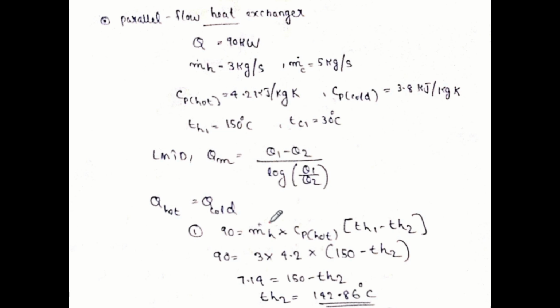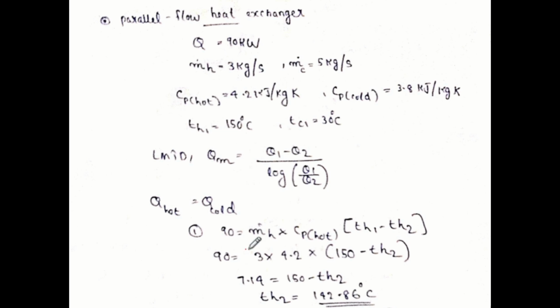So we know the basic condition of a heat exchanger is that the heat transfer by the hot fluid and cold fluid are the same, that is, the heat loss by the hot fluid and the heat gain by the cold fluid are both the same. So you can use this equation, and they have also given the value, 90 kilowatt. That heat transfer value itself they have given in the question.